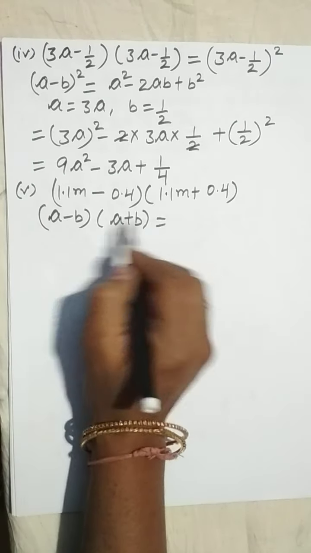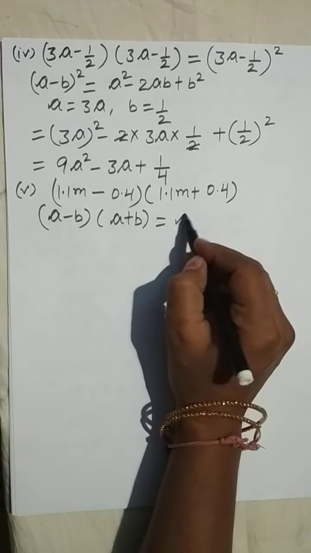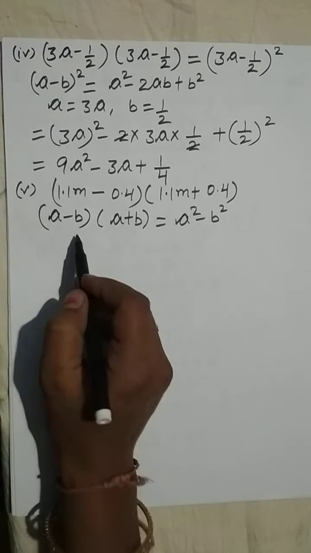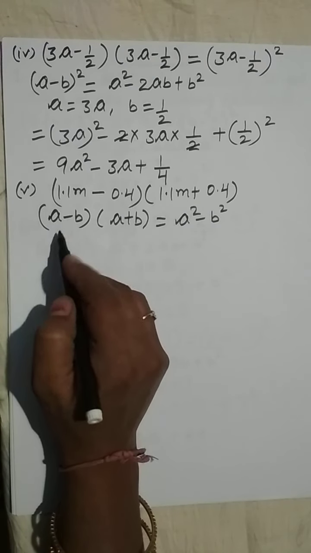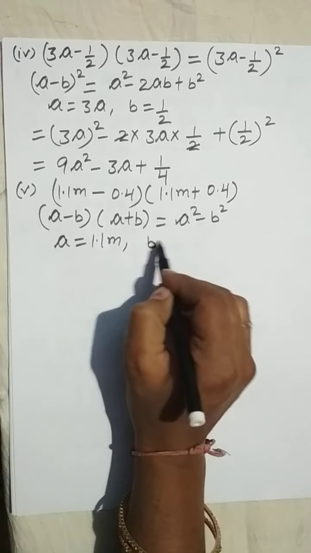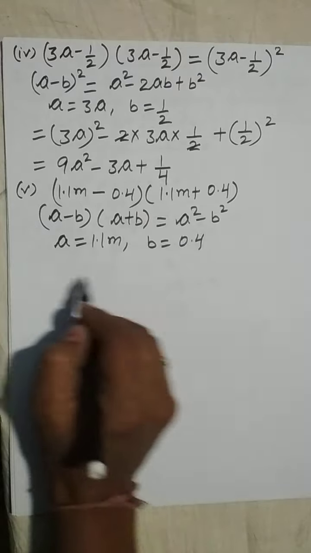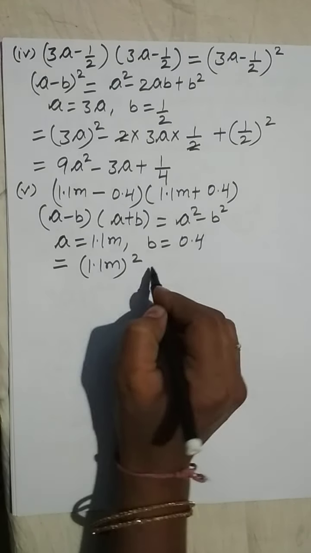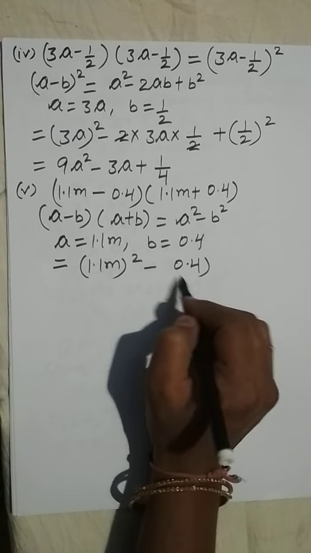Now we know that (a minus b) into (a plus b) is equal to a square minus b square. So here, when we compare the values of a and b, a is 1.1 m and b is 0.4. Now simply substitute the values. This is (1.1 m) square minus (0.4) square.